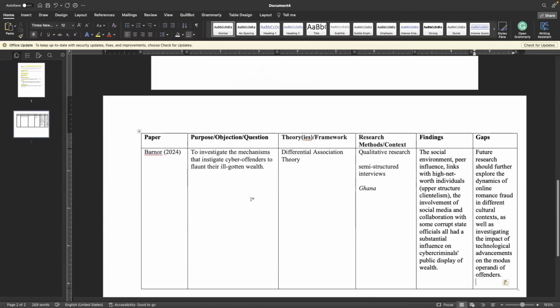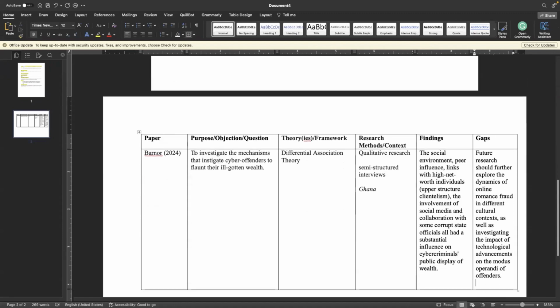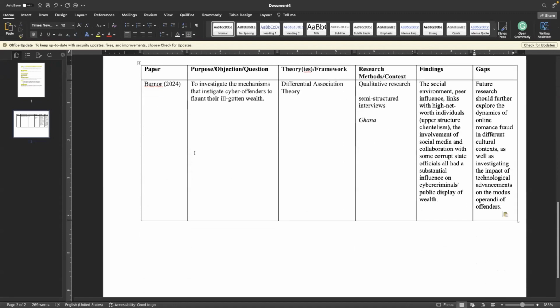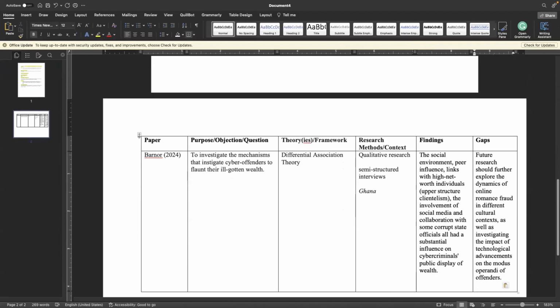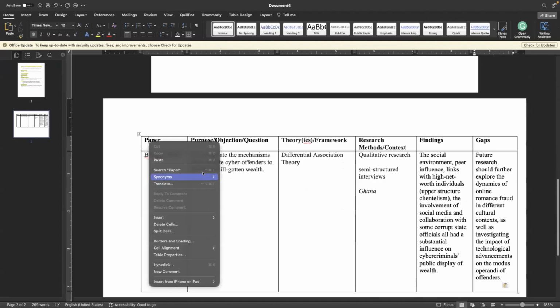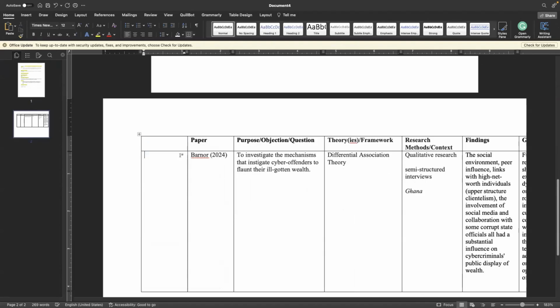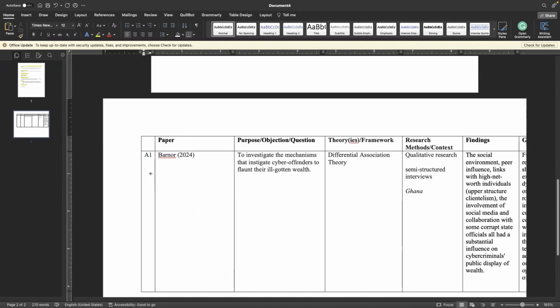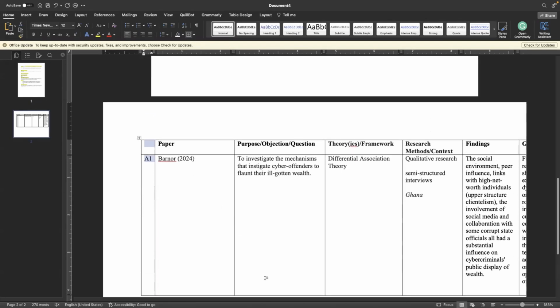Now, after doing this for all 20 papers, let me also advise, some people may decide to use Excel. That's also okay. Some people may also decide to number. So to the left, let's number A1. The numbering here, I'm doing A1, A2 because that may help in your personal analysis.